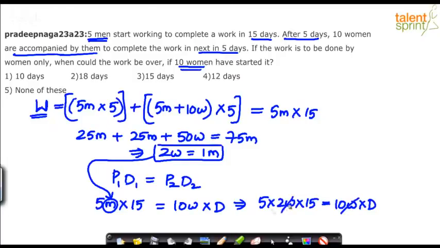So women and women, their capacities anyway get cancelled. What is the number of days here? 5 into 2, 10 will get cancelled. 15. 15 days is the answer. Option 3. Shaurya Pratap, have you followed this?